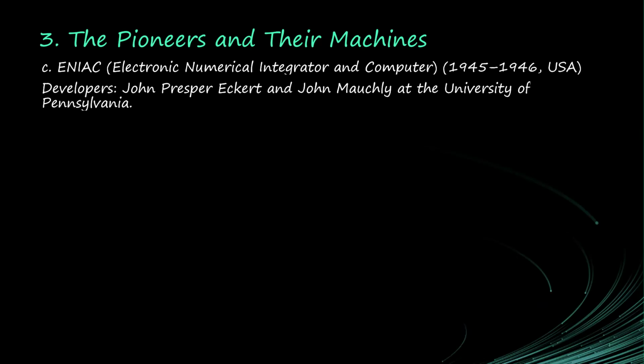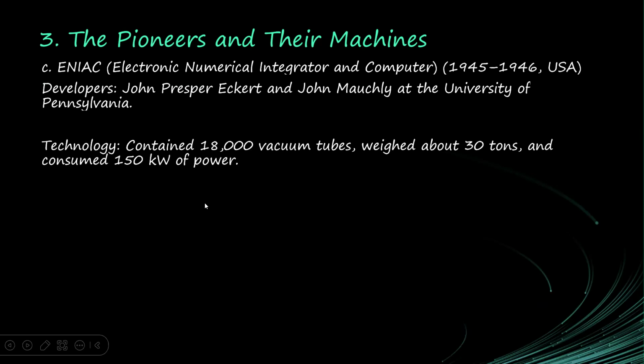Okay, so who are the developers of this computer, the ENIAC? John Presper Eckert and John Mauchly at the University of Pennsylvania. So these are the developers of this electronic machine. This machine contained 18,000 vacuum tubes. Remember, the Colossus contained 1,500 vacuum tubes, but this one contained 18,000 vacuum tubes, and the weight was 30 tons, and it consumed 150 kilowatts of power.